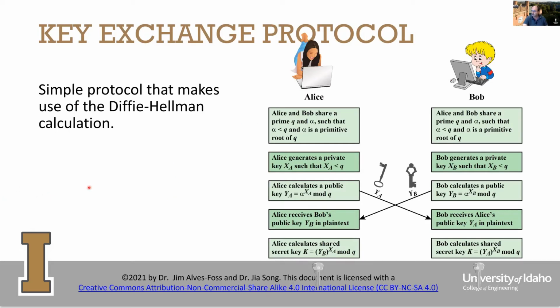So this is the protocol, the key exchange protocol. We got Alice and Bob wanting to talk to each other. Same exact thing, just written slightly differently, showing the details of it.